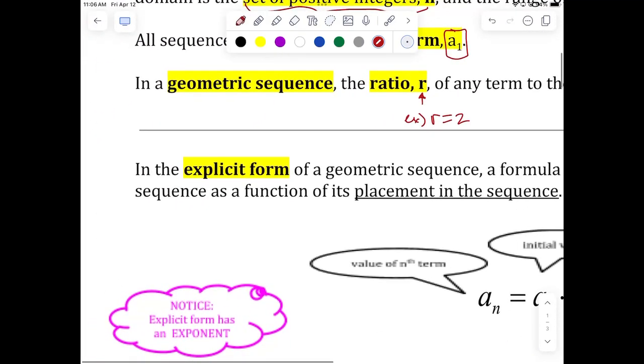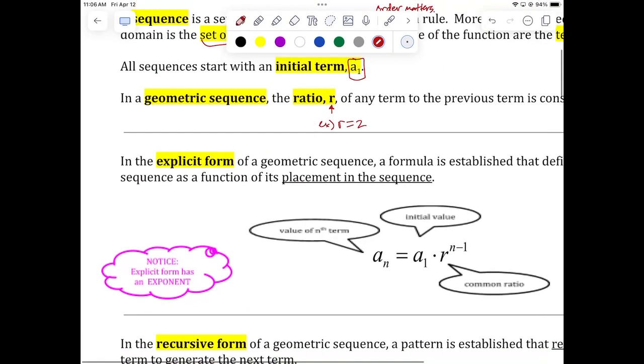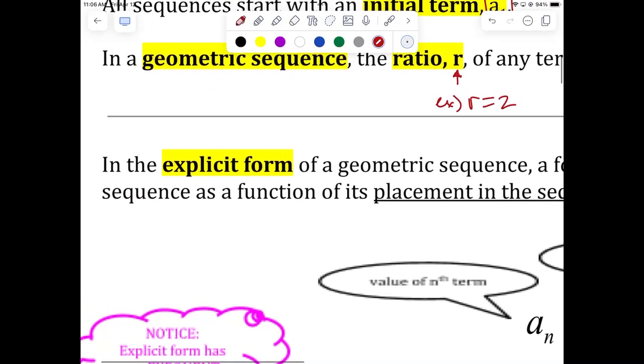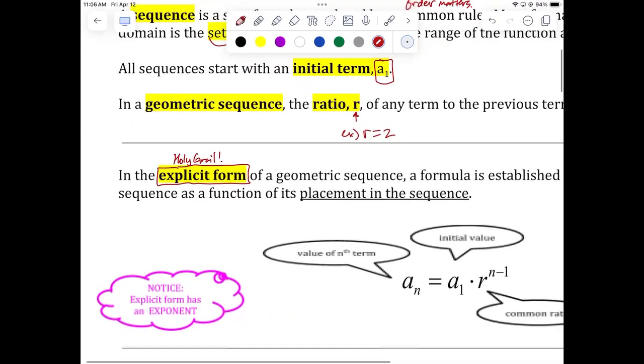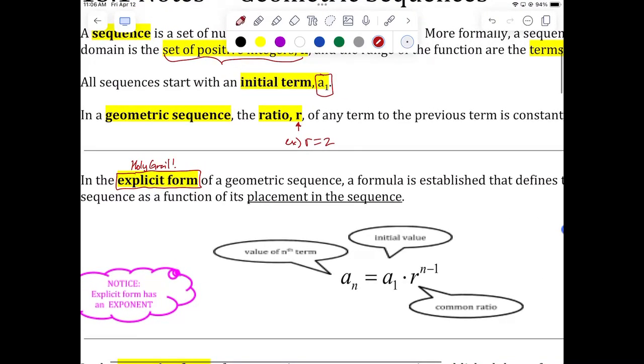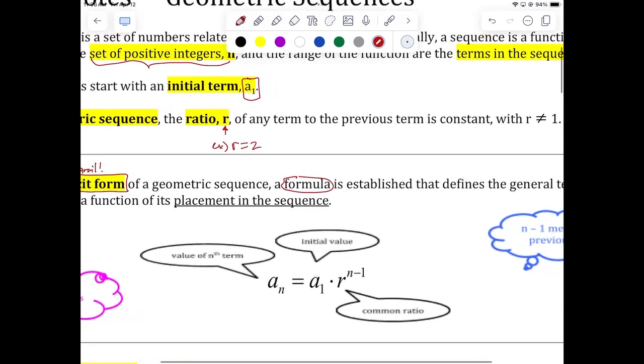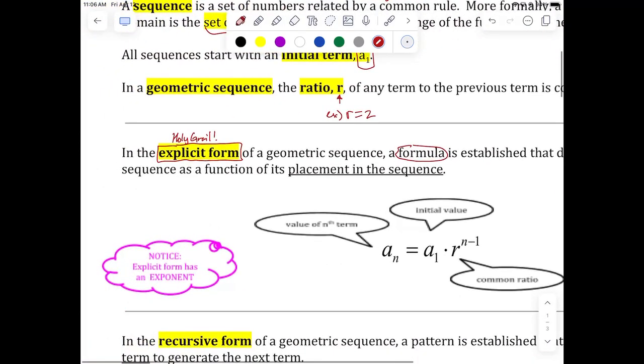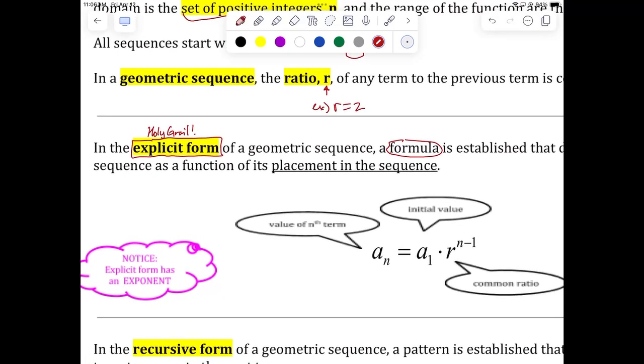Now, there's 2 versions of a sequence. If we call it in explicit form, this is the Holy Grail. It's very elusive, but if we can find it in what's called explicit form, we would love it. Here's what explicit form is. It's the form of the geometric sequence that is a formula that establishes the definition between the n, the input, and the general term a sub n, and its placement in the sequence.